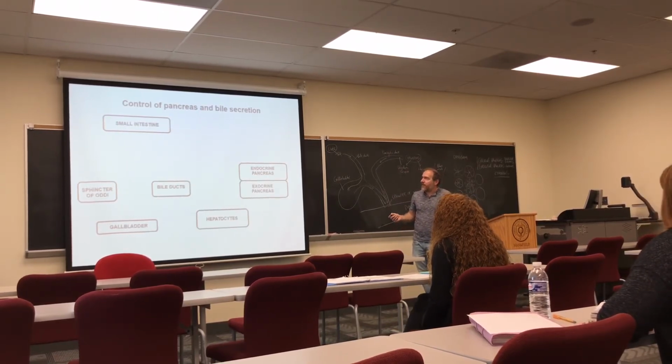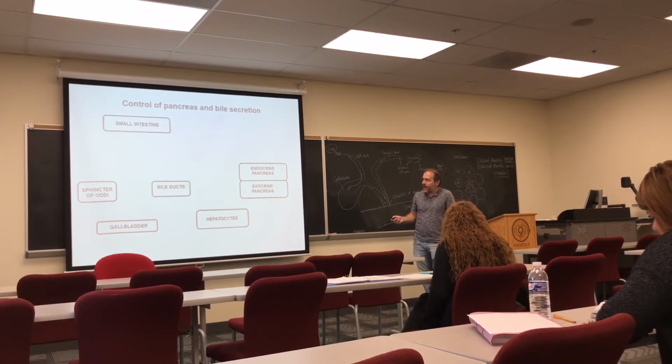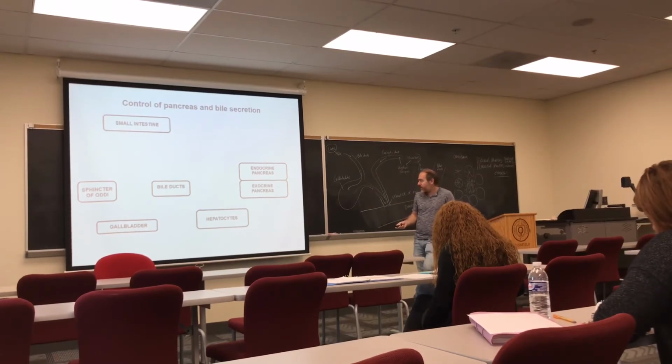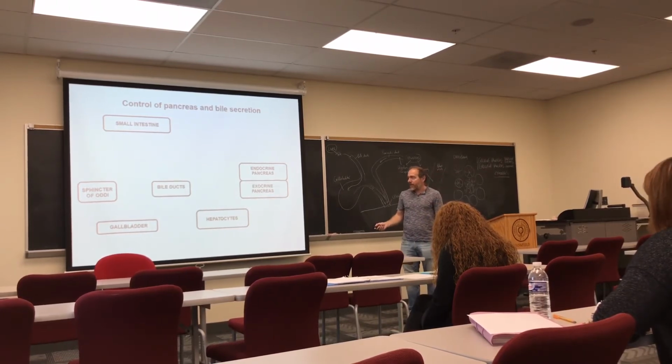Okay, so here you have how we control the pancreas and the bile secretion. And here you have all the effectors that are going to be involved in that. Those are different organs. You have the small intestine, the sphincter of Oddi, remember this thing that opens or closes, which is normally closed. Okay. The gallbladder, where we store bile, the bile ducts, the hepatocytes, which are the cells that produce bile, and the two components of the pancreas, the endocrine and the exocrine pancreas.